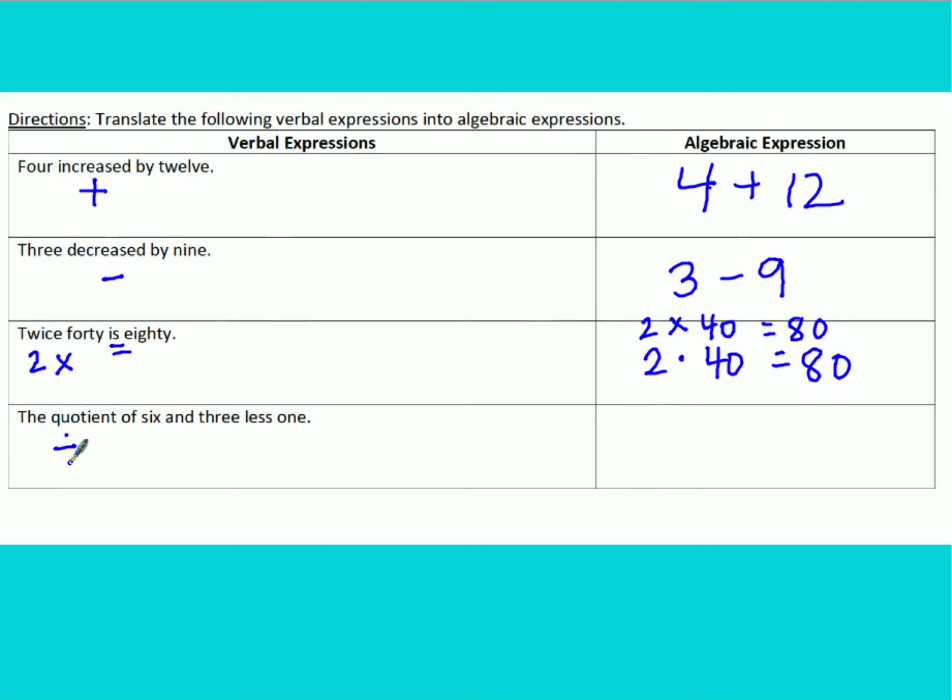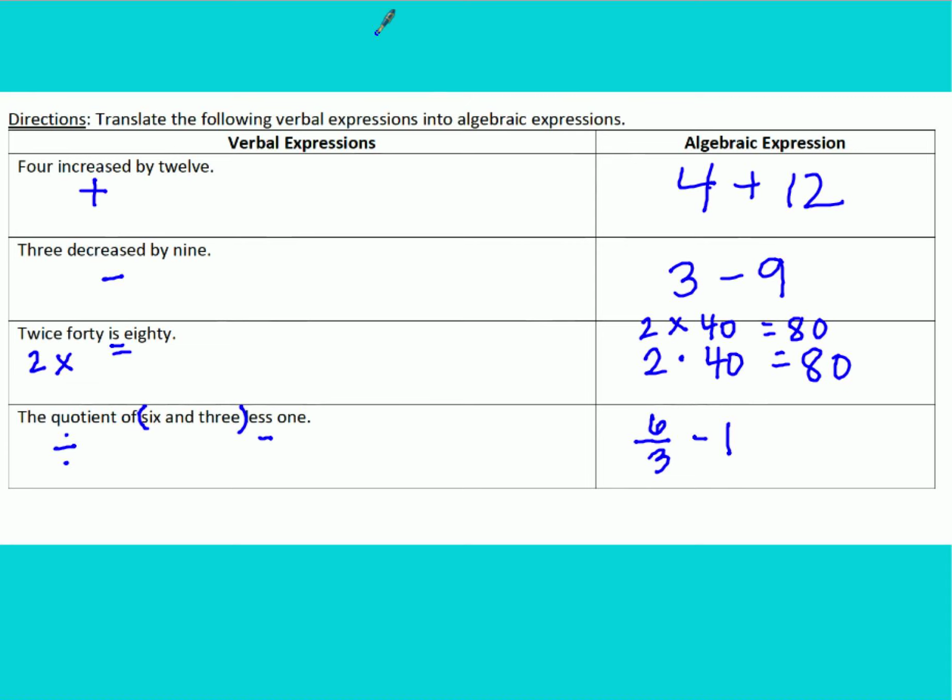Our last one is the quotient of 6. Remember, quotient is division. It's the quotient of 6 and 3 less 1. So we have a few steps here. The first part says the quotient of 6 and 3. Those go together. We're going to take the quotient of 6 and divide it by 3. So 6 divided by 3. And then it says less 1. Less means we subtract, so we're going to subtract 1. So you would first have to divide here and then subtract 1 using the order of operations.